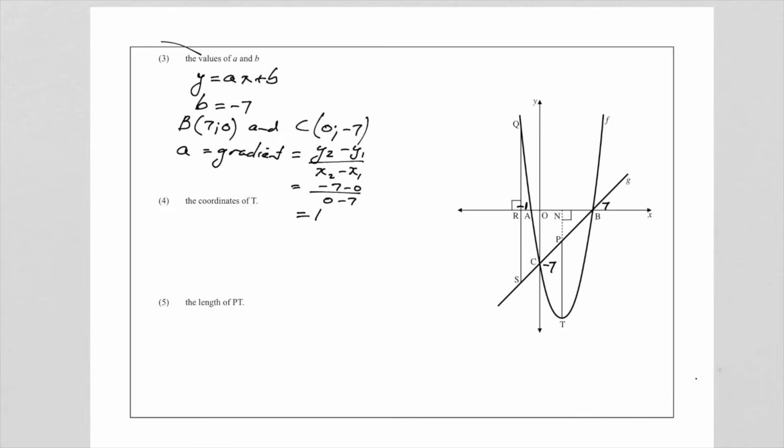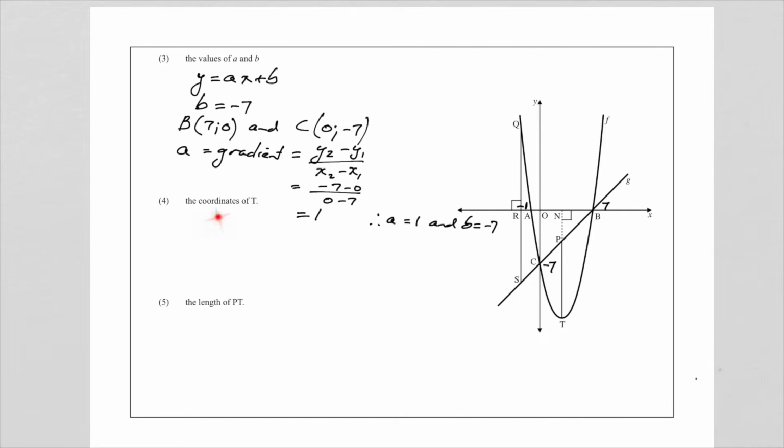As you can see here, the -7 minus 0 is -7, and 0 minus 7 is -7. So -7 divided by -7 is positive 1. So that means we've now answered the question where they ask us to find the values of a and b. We can summarize this by saying that a is equal to 1 and b is equal to -7. If we need the equation later, we can also write down this equation of the straight line now. But let's move on to question number 4.